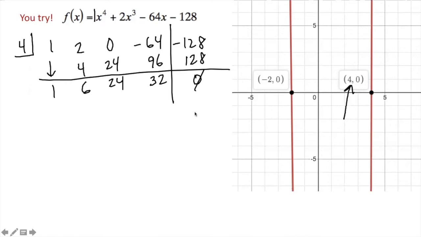Okay, so now what we're going to do is divide by the other clear, nice, friendly, rational, real 0 we saw off of Desmos, which was this -2.